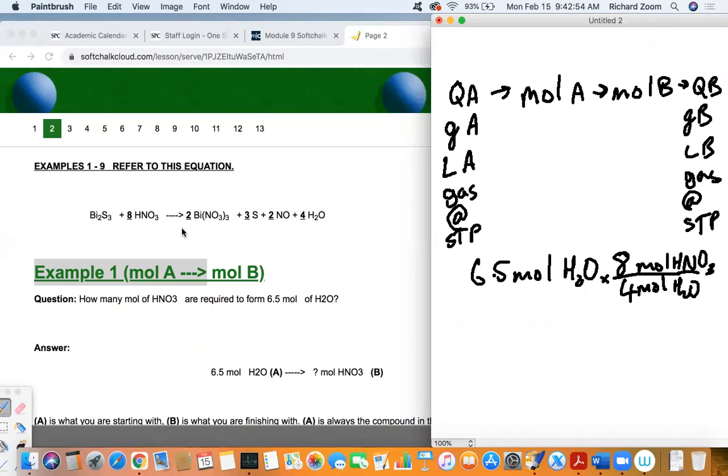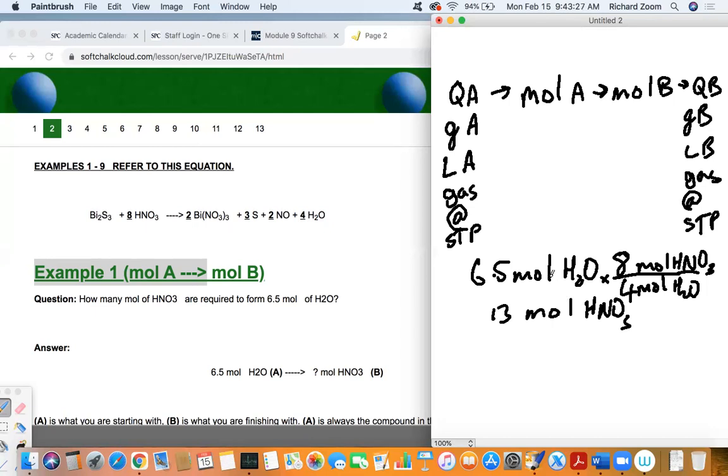And these are exact numbers because they come from coefficients for an equation. And if we were to complete this, then this would be just 13 moles of HNO3. Now this makes sense because if you look at the equation, you've got double the number of moles of HNO3 for the number of moles of H2O formed. So if we're actually getting 6.5 moles of H2O, we must have started with 13 moles of HNO3. So it makes a lot of sense, I think.